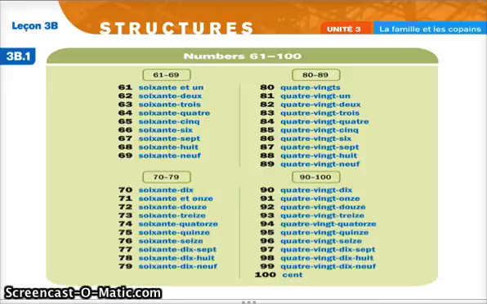The 90s are an extension of the 80s, where you keep the quatre-vingt, or 80, and then you start adding 10, 11, 12, and so on, all the way through the highest number being 99, or quatre-vingt-dix-neuf. 100 seems easy after all of that because it's simply cent.